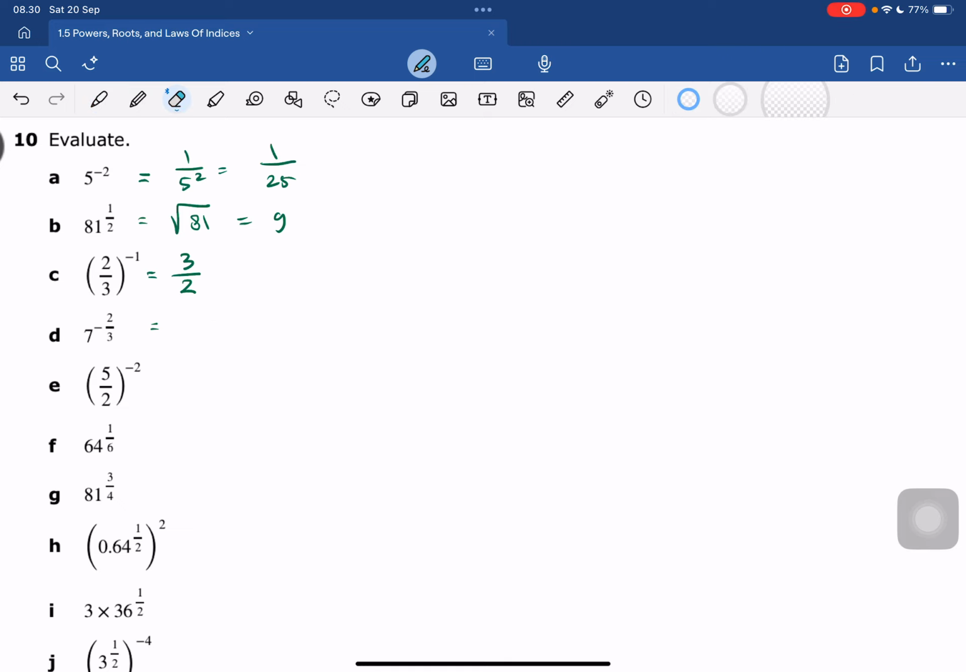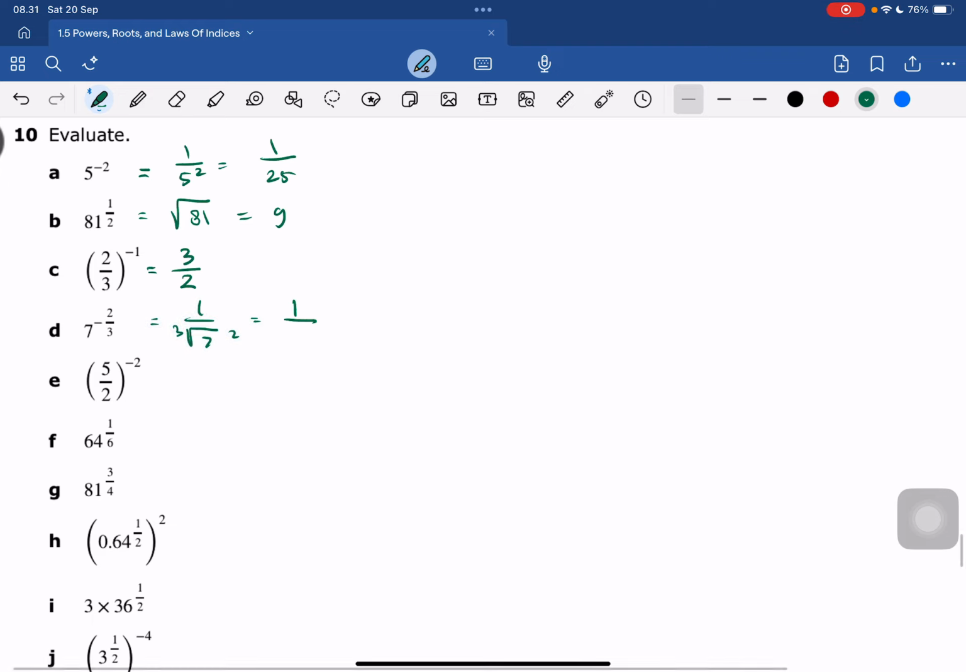Power of negative. We should rewrite it as the power of positive. Let's rewrite it. It's going to be 1 over square root. This is 7, 2, and 3. We need a calculator to do it. So let's find the cube root of 7. And then we make it square. So this is approximately 1 over 3.36.